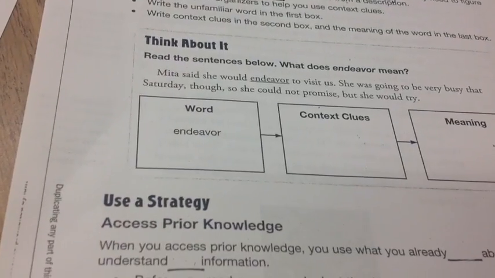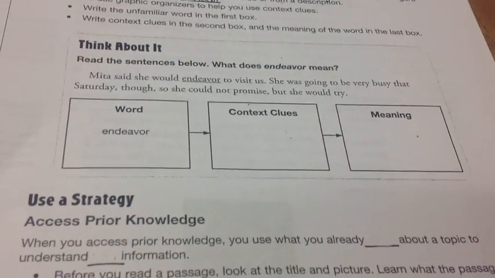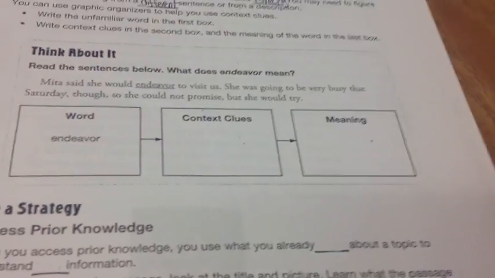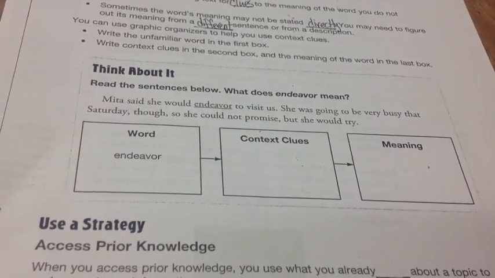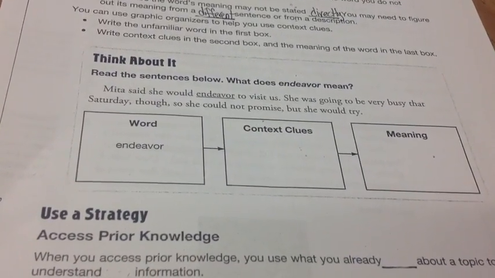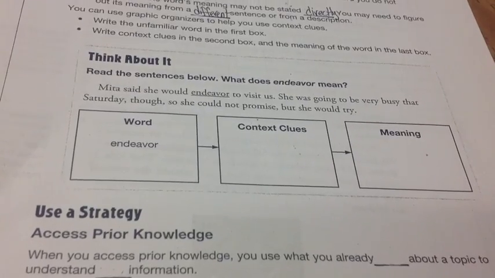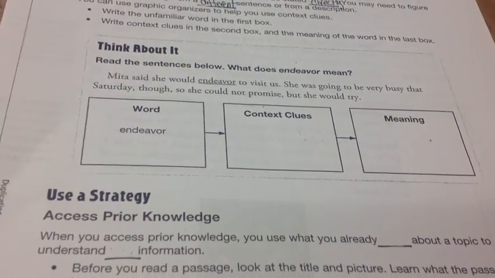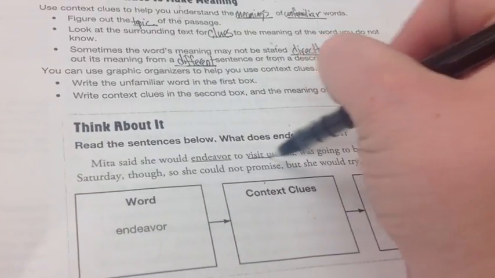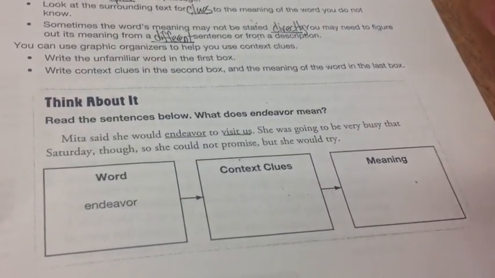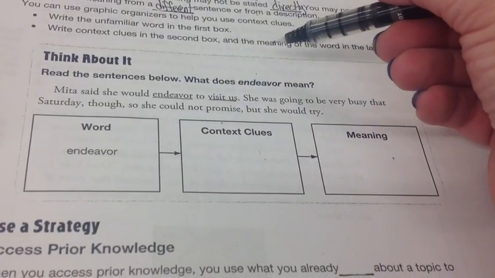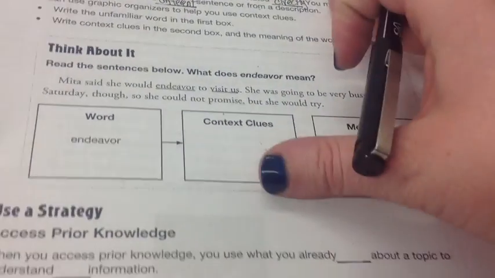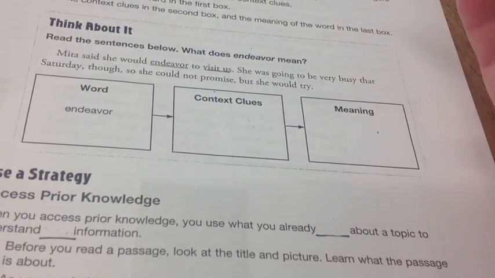All right, so the word is endeavor. Now we need to find our context clues to come up with the meaning. Let's look at the sentence. Remember that it might not always be in that sentence, but it could be in the sentence before or after. Mita said she would endeavor to visit us. Okay, so we know that endeavor has something to do with visiting. So she's going to do something in order to visit us.